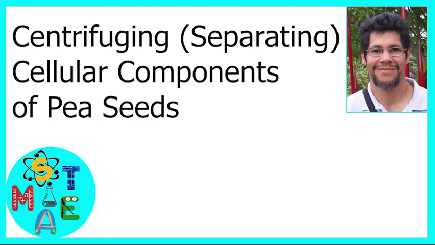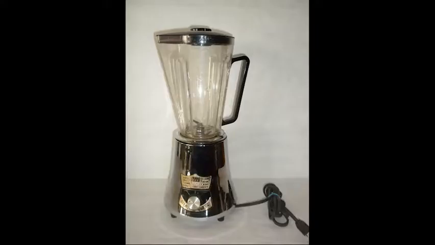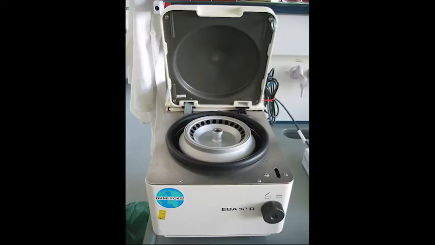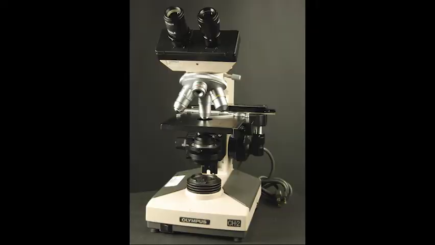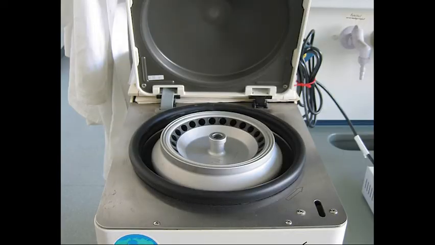Today's episode: Centrifuging cellular components of pea seeds. In this laboratory exercise, you will separate and analyze the components of a plant cell by performing the processes of homogenization, filtration, centrifugation, and DNA extraction. Separating and identifying organelles that can be viewed with a compound light microscope, as well as extracting DNA molecules from the nucleus of a ripe banana. Centrifuging, separating cellular components of pea seeds.